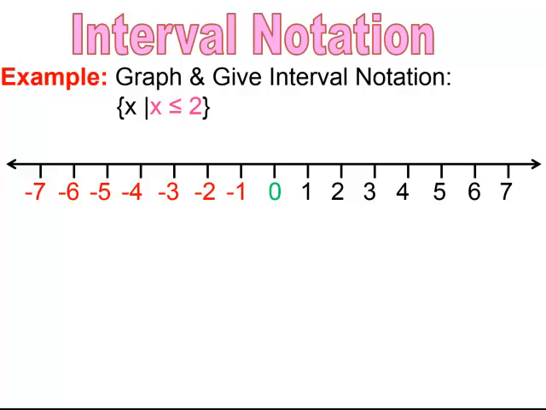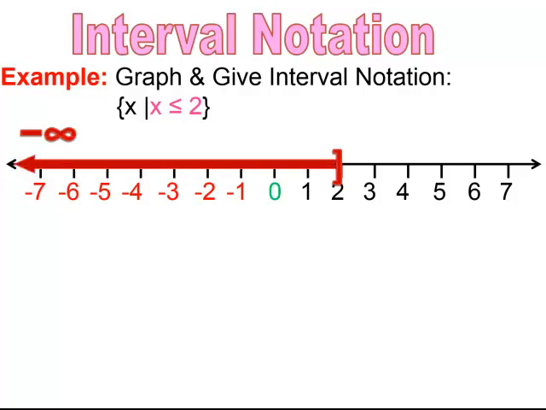This next example, we have x is less than or equal to 2. So the difference between x is less than 2 and less than or equal to 2 is the bracket. So we have a bracket at 2 to include it, and we're shading to the left. And again, it's going off to negative infinity. Negative infinity is the smallest value. So when I write my interval notation, it's going to be parentheses negative infinity comma 2 with a bracket because we're also including that 2. So it's very important when you're writing your interval notation to use the right symbols.